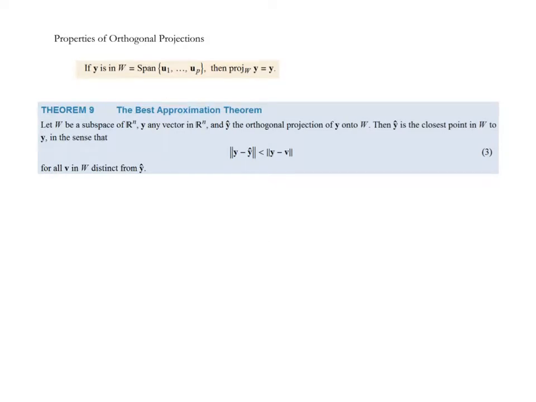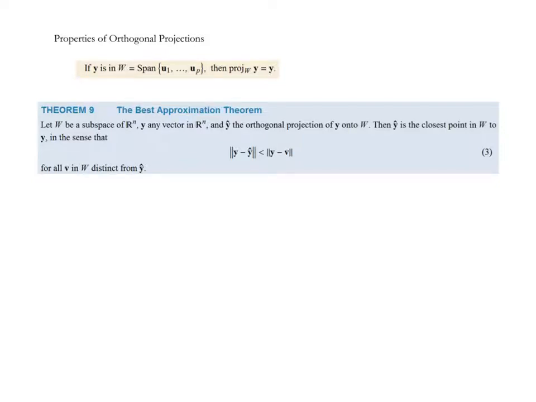Now we look at a property of orthogonal projections and then a theorem. The property, which I'm just going to read: if you want one bonus point on a test, email me in common language what this property means, and you'll get a bonus point on our most recent test. If y is in W, which is the span of a set of orthogonal vectors, then the orthogonal projection of y onto W is equal to y. So send me an email, explaining why that makes sense to you using common non-technical language.